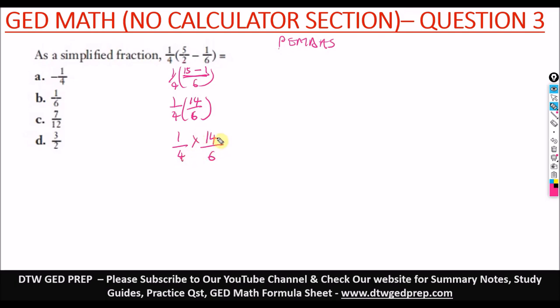Now 2 can go here, 2 can go here. So let's reduce. This is multiplication of fractions. So we have 2 here, 2 times, 2 here, 7 times. So we are left with nothing else that can cancel from the numerator or denominator. We can't cancel anything out. So we do 1 times 7, that's 7, and 2 times 6, that's 12. So our answer here is option C.